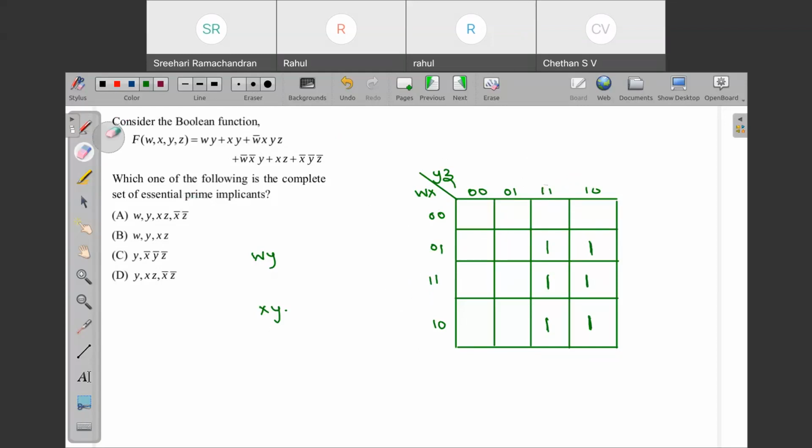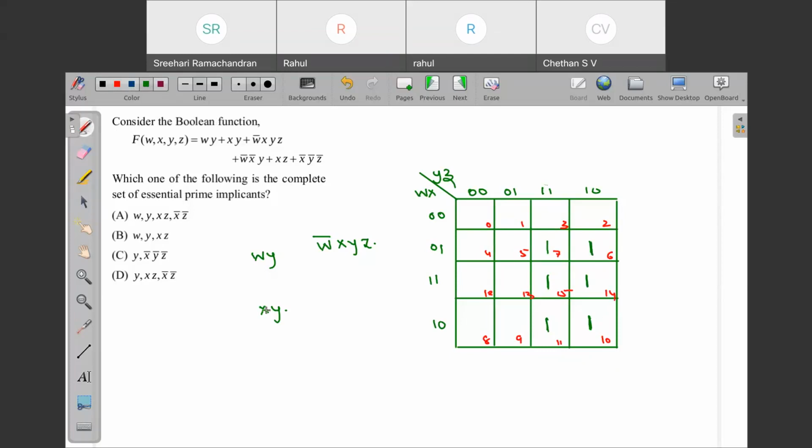Now next is W bar X, Y, Z. So this is 7. So where is 7? 7 is over here. So this is already taken. Let's look: 0, 1, 2, 3, 4, 5, 7, 6, 8, 9, 10, 11, 12, 13, 15, 14. Okay, so 7 is already taken.